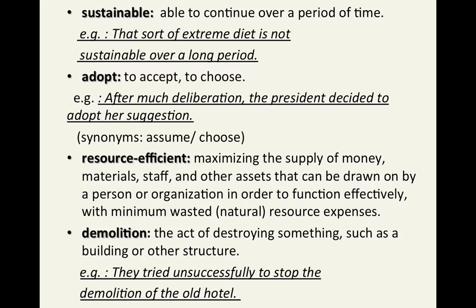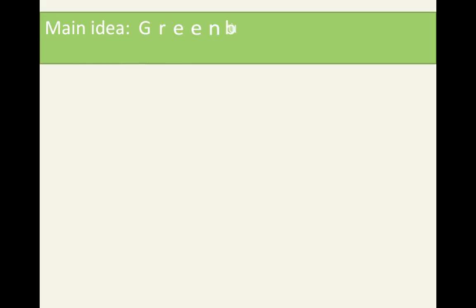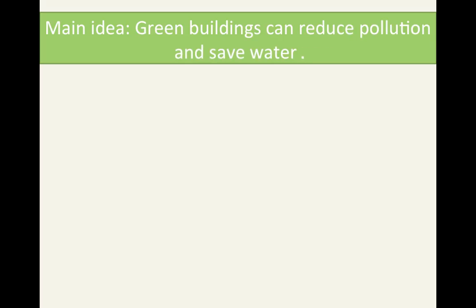All right, so then next part is the next paragraph. The main idea is green buildings can reduce pollution and save water. These two purposes are very important, especially to save our earth, right? So that's why we need green buildings.